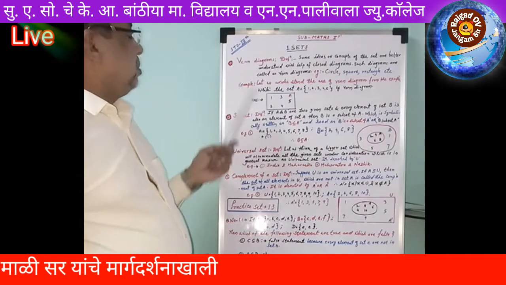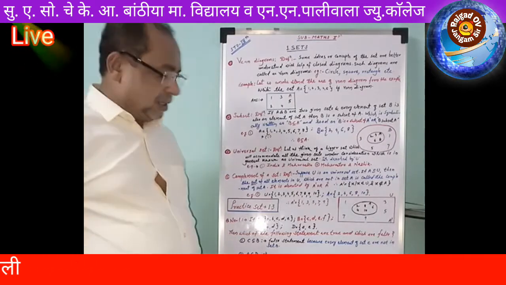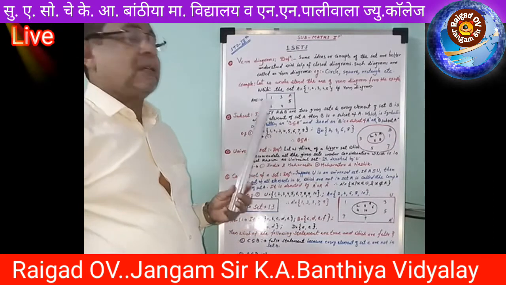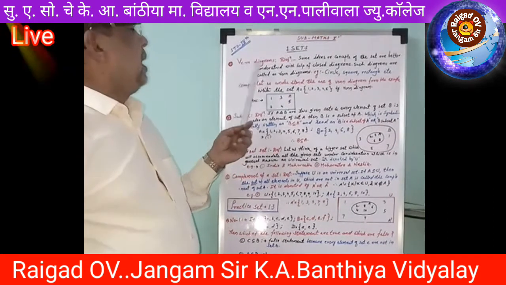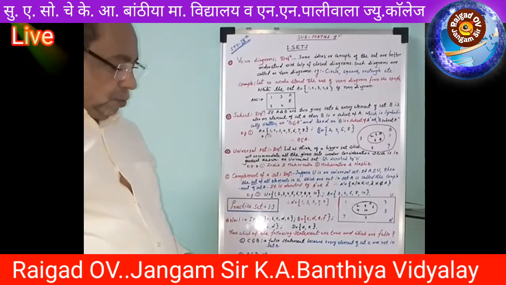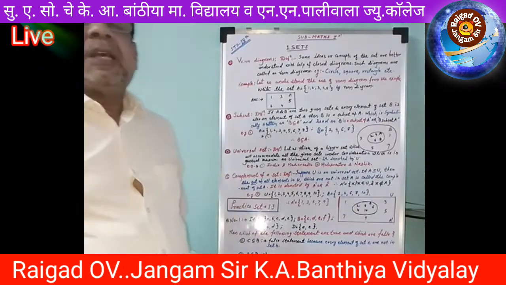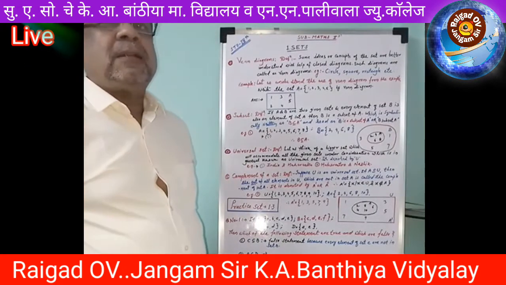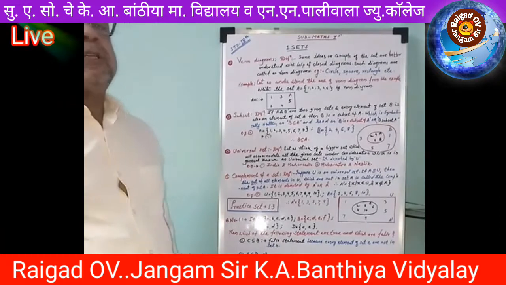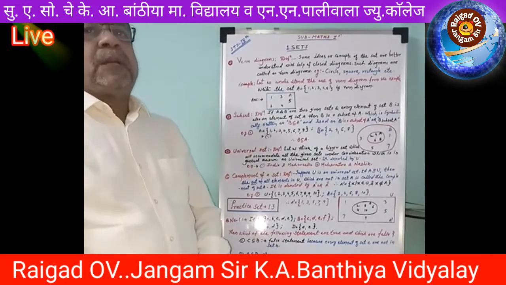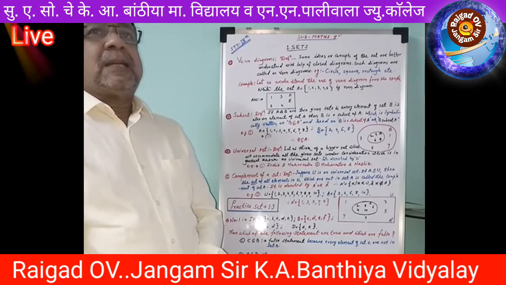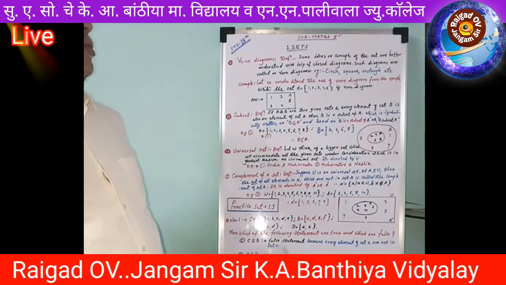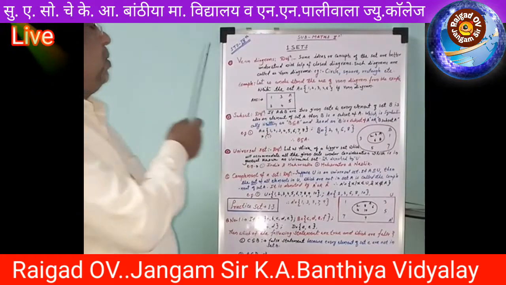There are some important definitions. We will discuss them one by one. First one is the Venn diagram. British logician John Venn first used closed figures. These figures are called Venn diagrams. So we study the definition of Venn diagram.